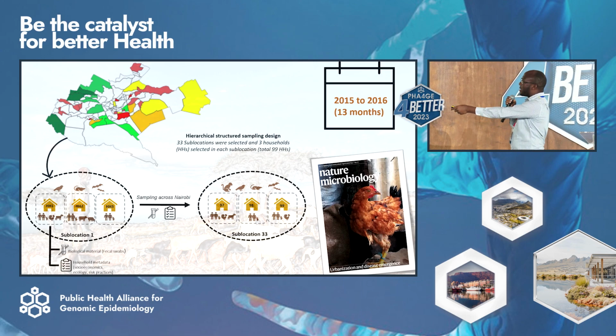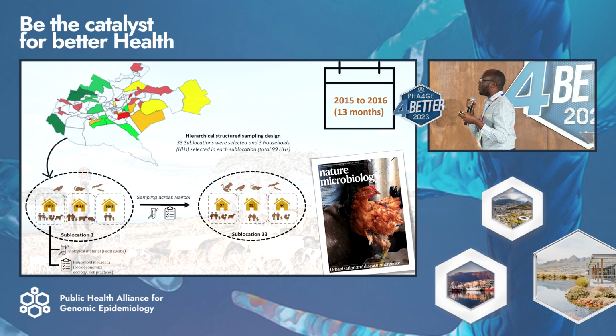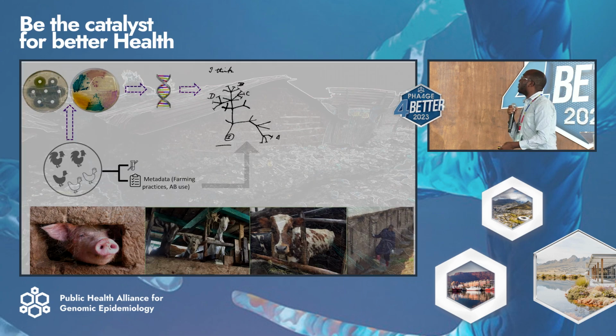And then for each sublocation, we collected biological data from healthy humans and healthy livestock and wildlife, food, environment, anything you can think of, really, we collected that. And then a lot of metadata, which links to socioecological dynamics, ecological practices, risk practices, and all that. And the work took 13 months. It's already published, if you're looking to read more about the paper.